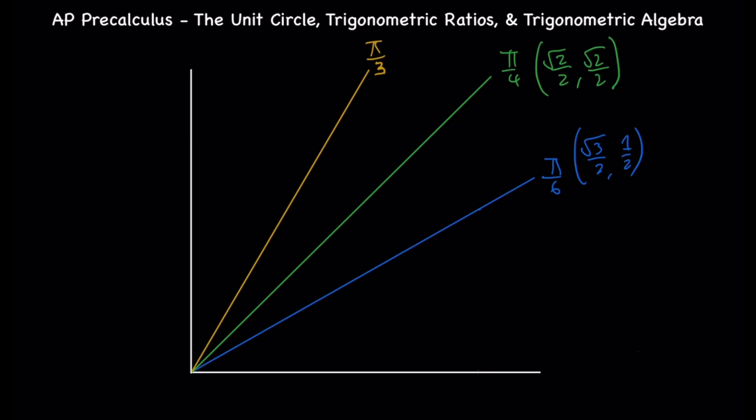Then for pi over 3, cosine, which is the x value, would equal 1/2. Basically a reverse of pi over 6. So that would be your coordinates.